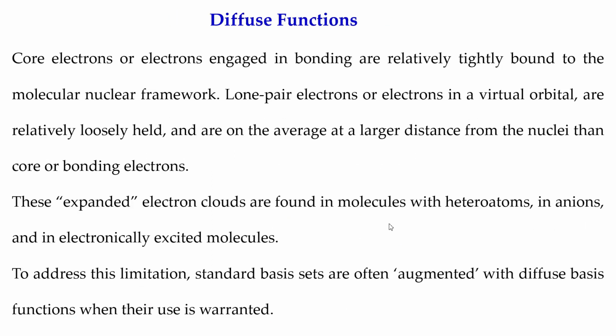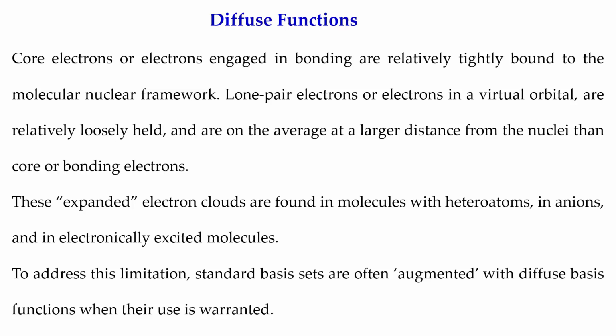Another case is that the core electrons and bonding electrons are tightly bound near the nucleus. But if you have a lone pair or some negative charge, that can change. For example, consider the H minus hydrogen negative ion. If you search the size of H minus, you will find that it is even larger than chlorine.